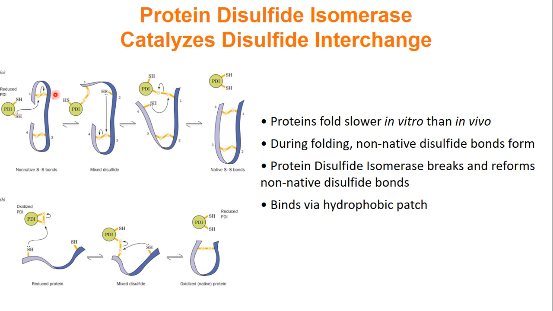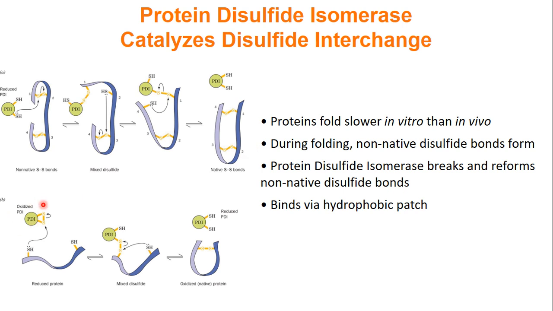As we can see in this picture, we have a disulfide bond right here. That's not supposed to be correct. It's supposed to go 1 to 4 and 2 to 3, but we have 1 to 2 and 4 to 3. So PDI will come and form a disulfide bond with the protein. That will leave cysteine residue 2 free to attack residue 3, which will free up residue 4. Residue 4 is now free to attack residue 1, which will free PDI, and now you have the correct disulfide bonds.